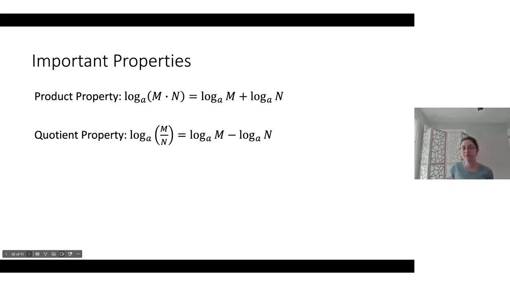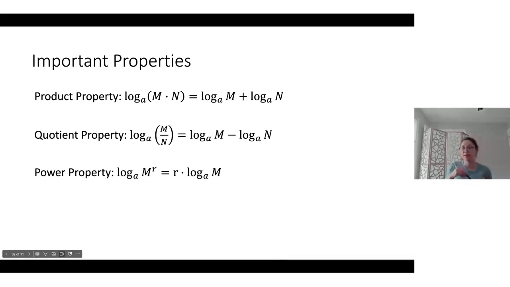Kind of the opposite of that is the quotient property. So log base a of m divided by n is going to equal log base a of m minus log base a of n. Where again, it doesn't matter what the base is, doesn't matter what m and n are. If I'm dividing inside the logarithm, I expand that with subtraction. And all of these properties can go both ways. So if I have addition between two logarithms, I can make that into one logarithm using multiplication. So we're going to be going both ways today in class.